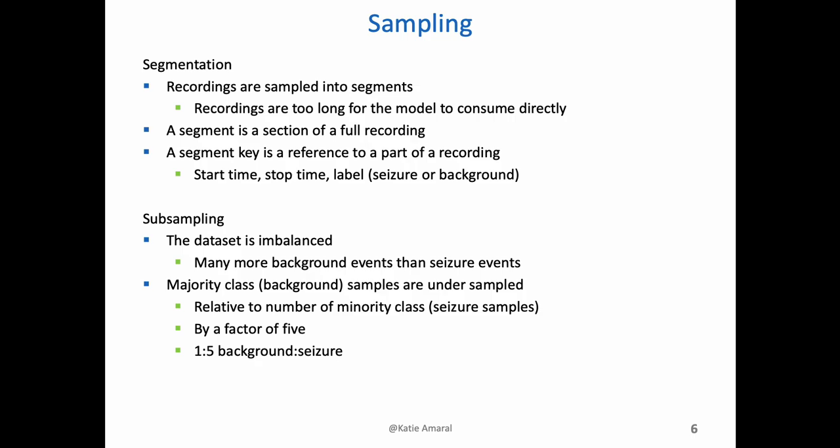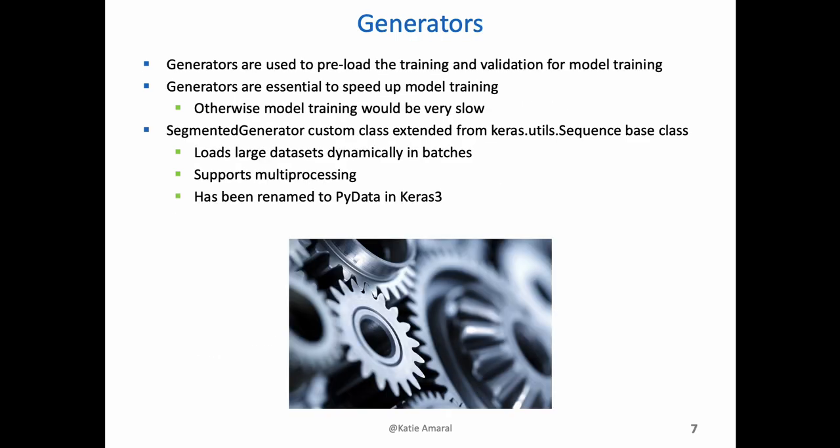There is a significant class imbalance in the dataset since there are many more background events than seizure events. To balance the two classes, the majority class samples are undersampled relative to the number of minority class samples by a factor of 5 based on the study. Generators are used to preload the training and validation data for model training.